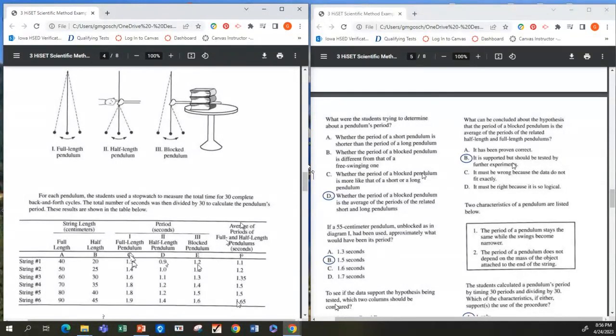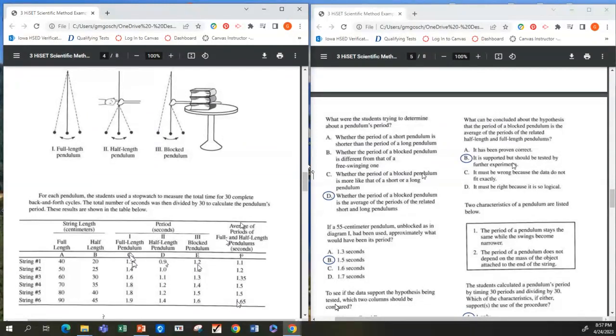What were the students trying to determine about a pendulum's period? Whether the period of the short pendulum is shorter than the period of the long pendulum. They had already previously observed that. Whether the period of the blocked pendulum is different from that of a free swinging one. Well, they knew that too. That's what they're checking out here, trying to really nail down what is that difference. Can we speculate a theory here?